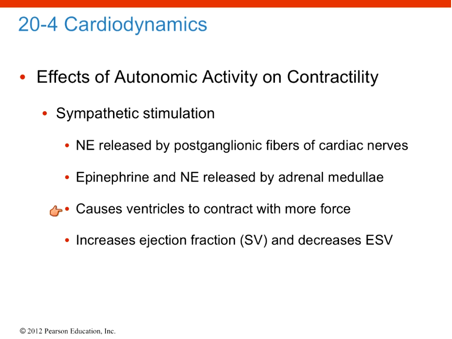As a result, it causes the SA node to send a stronger signal to the AV bundle and the Purkinje fibers, which will cause the ventricles to contract with more force, which is going to increase the stroke volume and decrease the amount of blood that's left over after the contraction, or the end systolic volume.